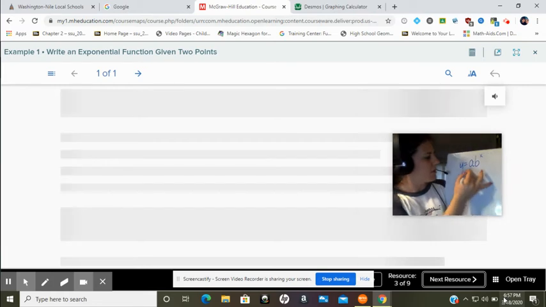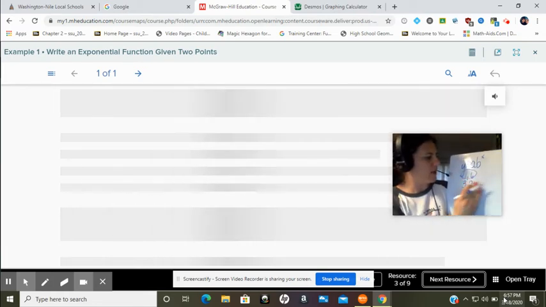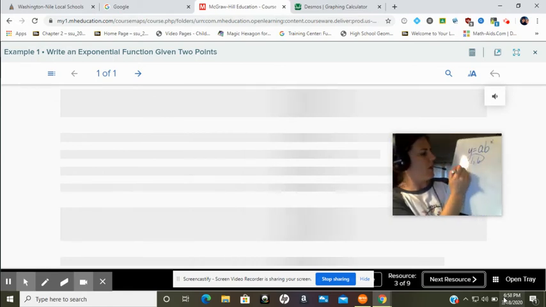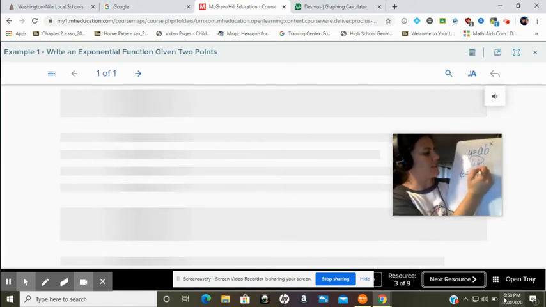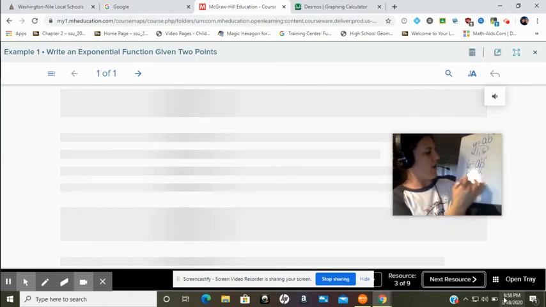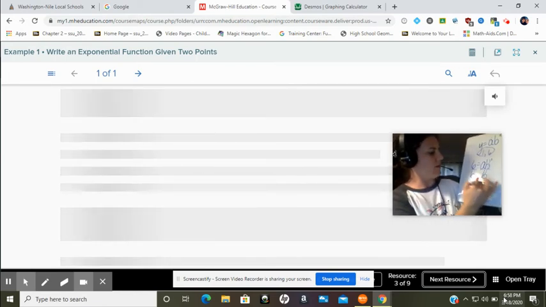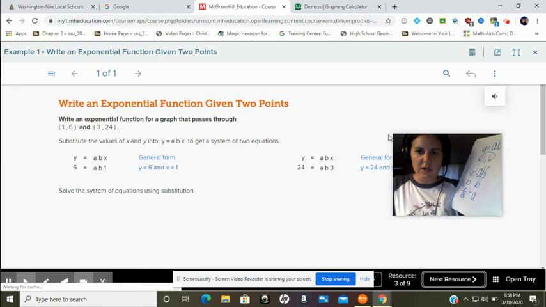So what I'm going to do is take them and plug them into an equation for the variables. So y is 6. I don't know what a is, but I know y is 6 when x is 1. So that's how we get a is nothing more than 6 over b.